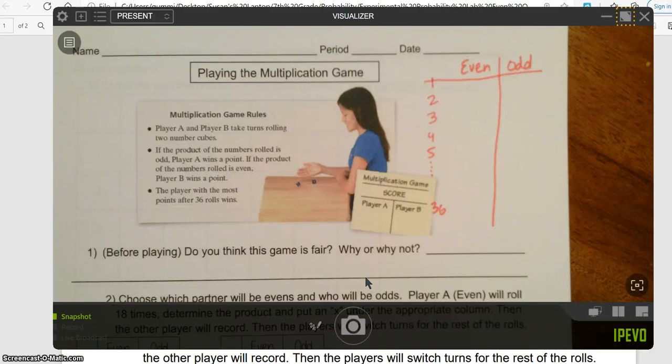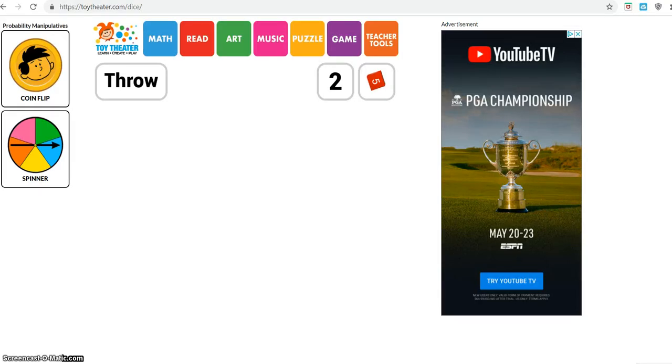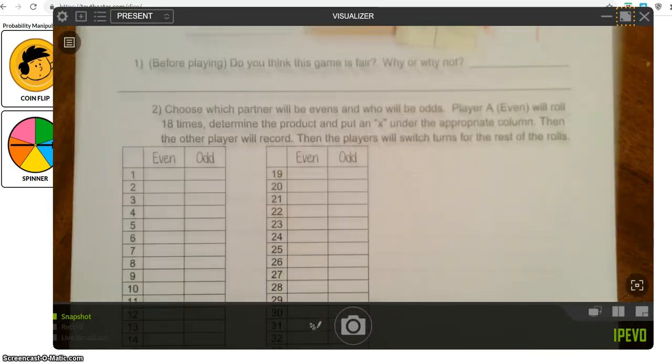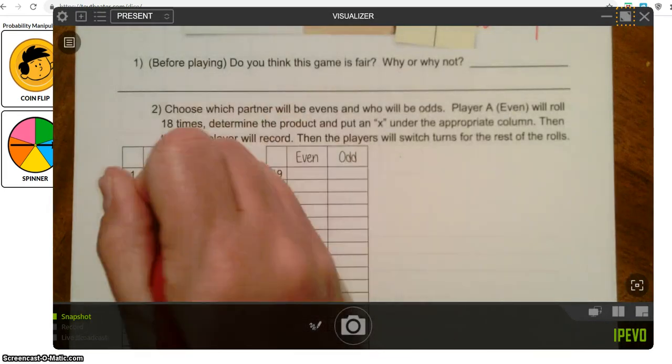Now, product. Remember, guys, that means you multiply. So that's basically what we're going to do. We're going to be multiplying these. So I'm going to come here, and this is my first roll. I'm going to throw my number cubes, and I see that I got a 4. 4 is an even number. Remember, even is like 2, 4, 6, 8, 10. So on the first row, I got an even, so I'm going to put a check.